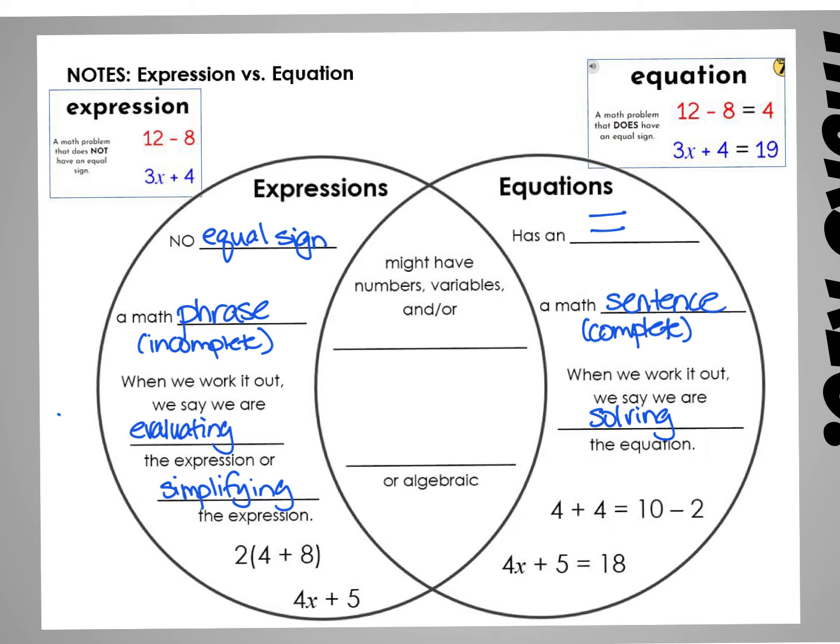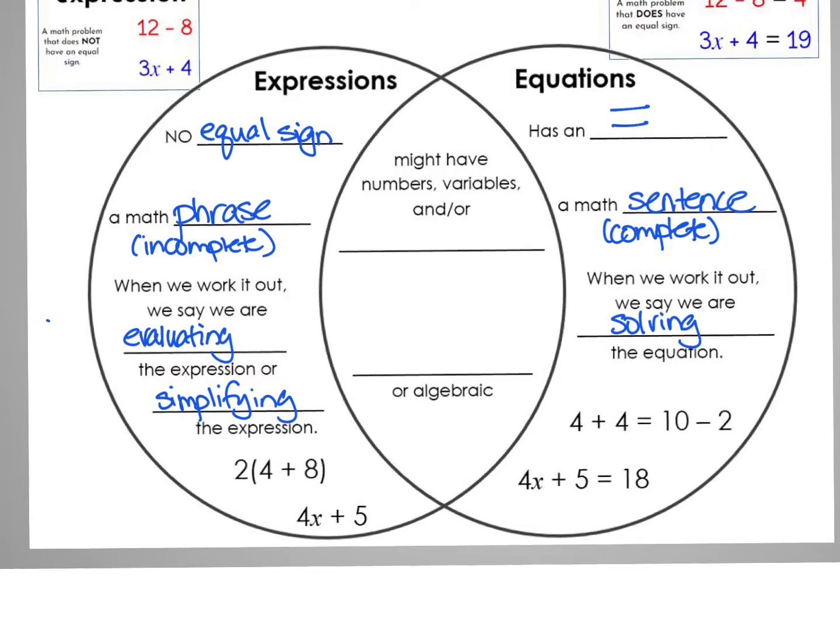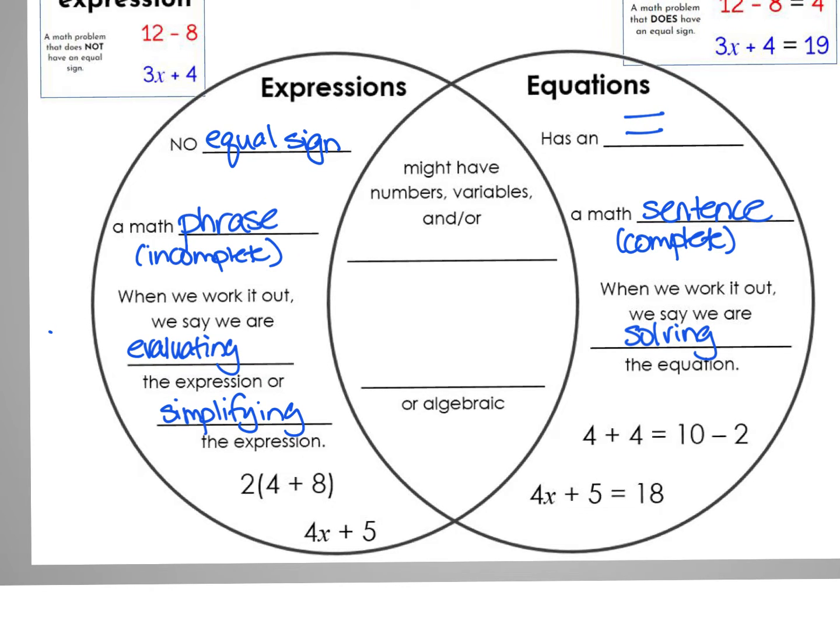Okay? So some examples of expressions, we have 2 times 4 plus 8. So we can see we have all numbers in there. We've got symbols like the plus sign and the parentheses. Okay, and another one, we have 4x plus 5. That's another expression. And neither of these have an equal sign. Like, that is the big giveaway. There's no equal sign, so it is an expression. It is not an equation.